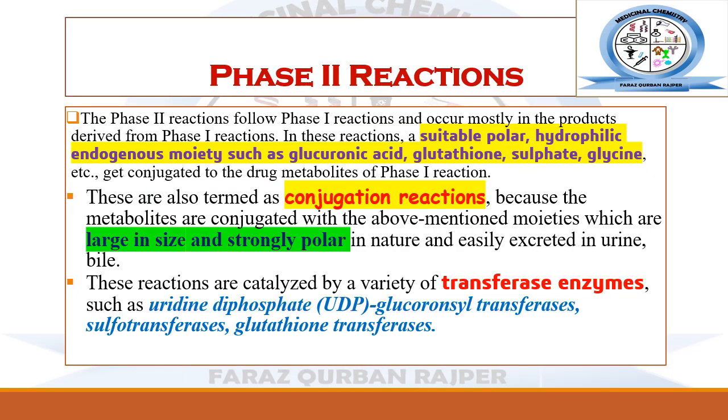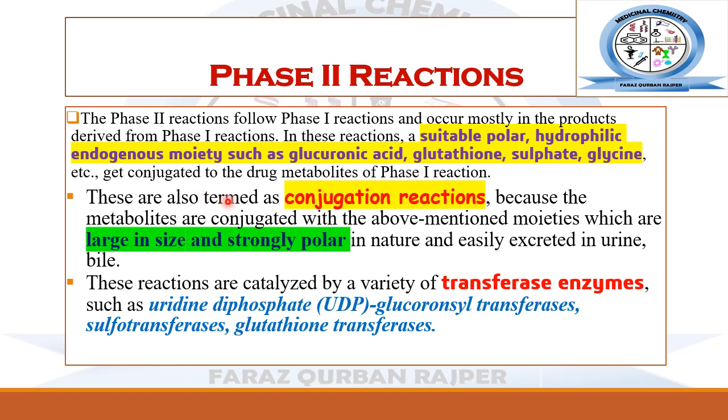Phase 2 reactions are followed by phase 1 drug reactions, and their purpose is to convert the drug into a suitable polar, hydrophilic drug molecule which is easily excretable. They are facilitated by transferase enzymes, and in these reactions a polar functional group is introduced, which is basically an endogenous moiety like glucuronic acid, glutathione, sulfate or glycine, depending on the type of drug.